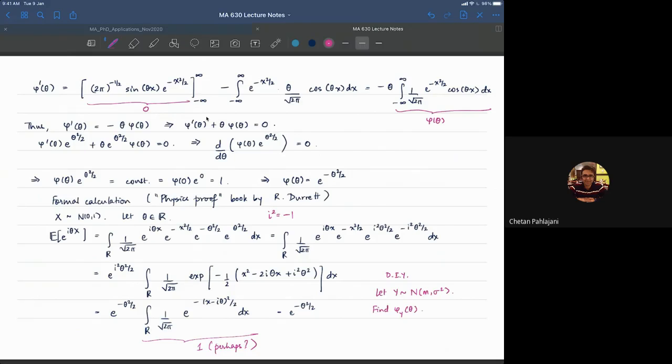I want you to figure out how to do this. Find phi y of theta. And I'll give you a hint. You don't have to go through this tedious calculation. There's a quicker trick to do it. I'll leave it to you to think about that.